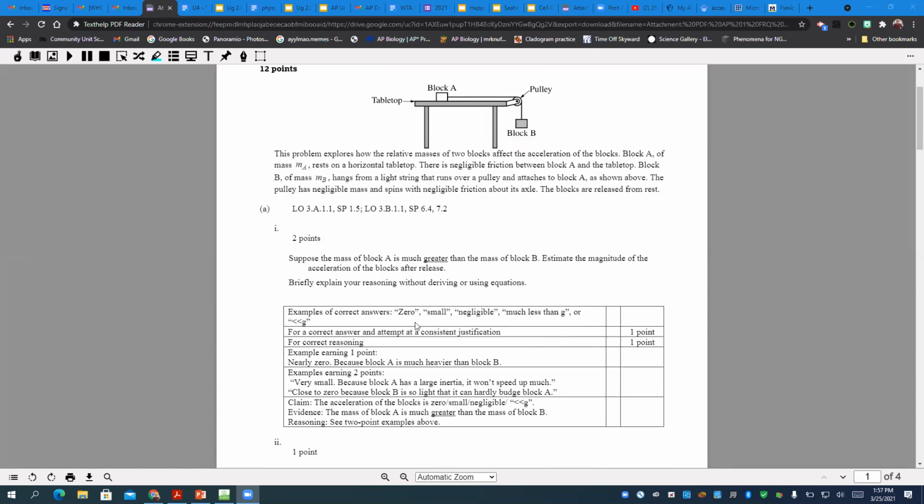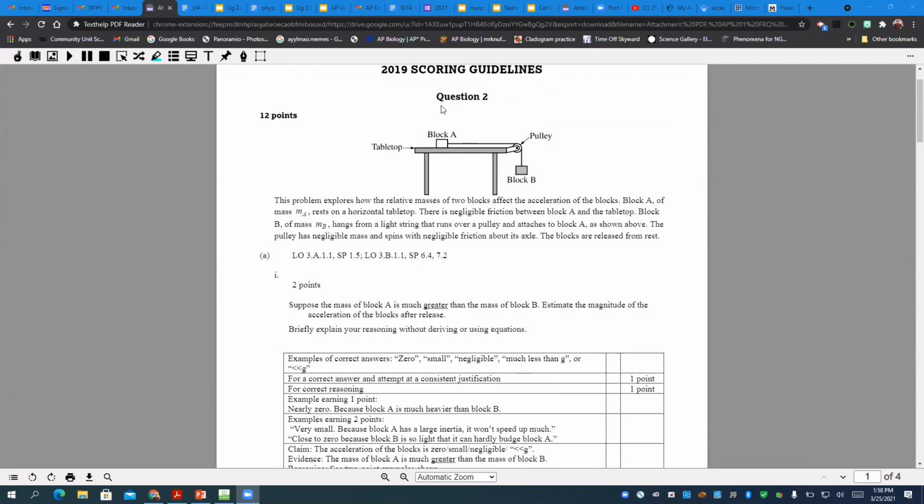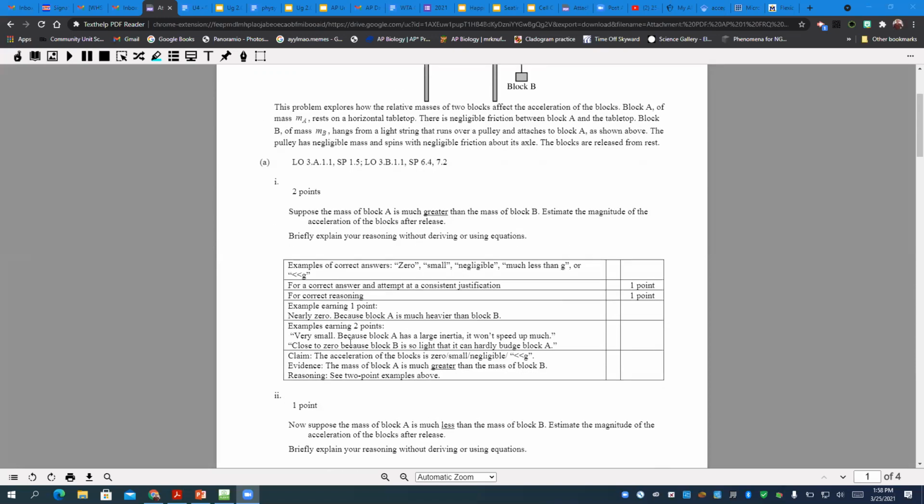So you got 1 point for a correct answer, saying it was one of these things, and 1 point for correct reasoning. And there's a couple ways you could have gone about that. I'm going to concentrate on the earning 2 points section. So if you said very small, because block A has large inertia, it won't speed up much. So it would have lots and lots of inertia. So that would mean it resists acceleration quite a bit, or close to 0 because block B is so light that it can hardly budge block A. That would earn 2 points as well.